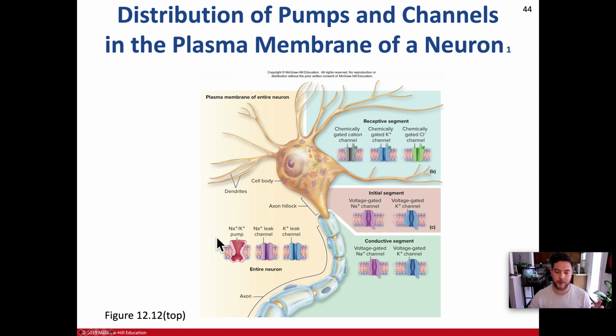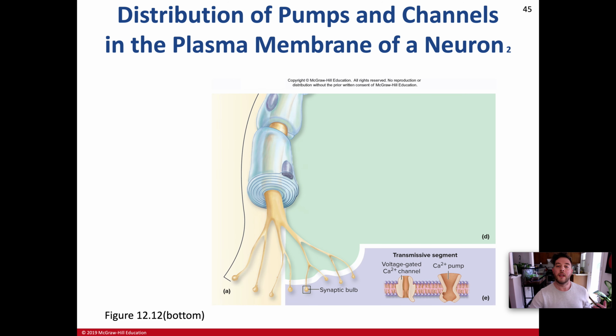Real quick, just while we're here, remember the sodium-potassium pump maintains this concentration gradient. And these sodium and potassium leak channels help to maintain resting membrane potential. So having a little bit of potassium leaking out and a little bit of sodium leaking in helps to maintain the proper membrane potential. Then at the transmissive segment, the very last portion, you have the calcium channels and the calcium pumps. Okay, remember like we said for neurotransmitters.